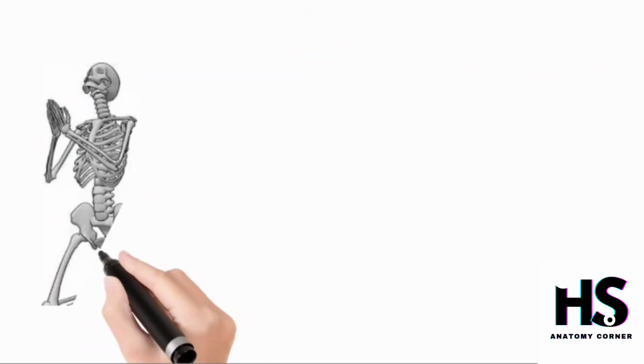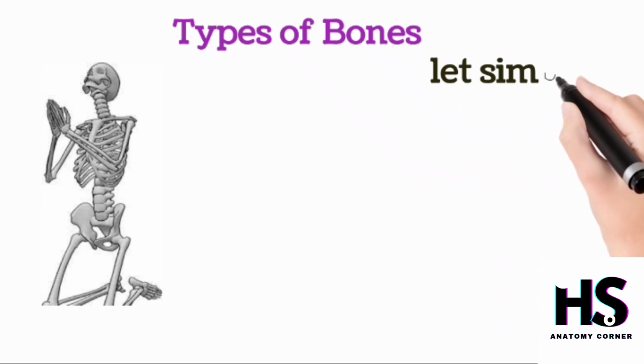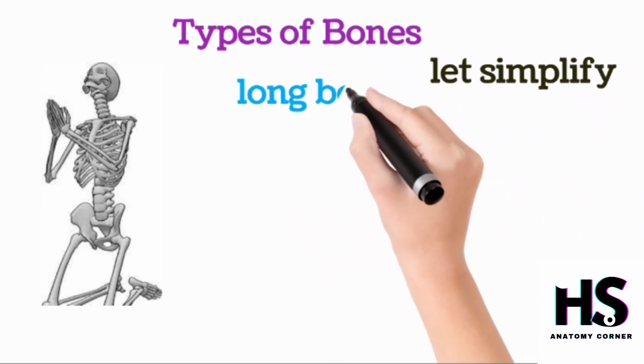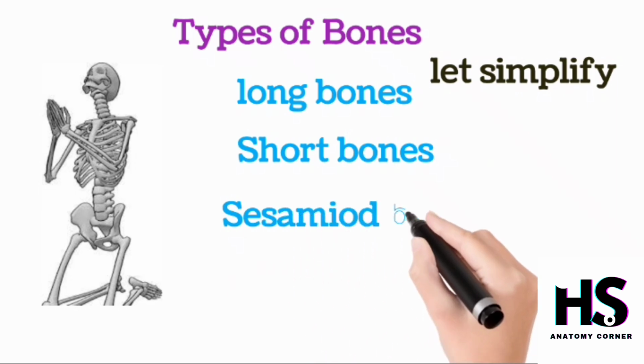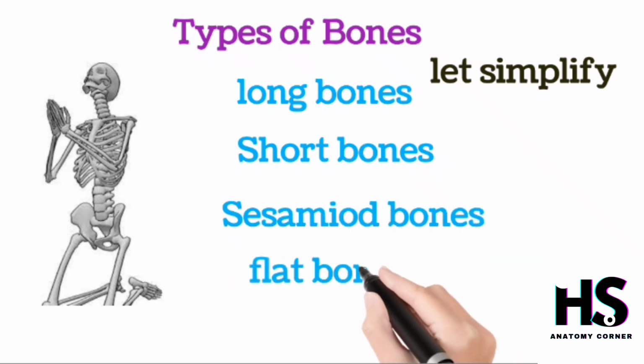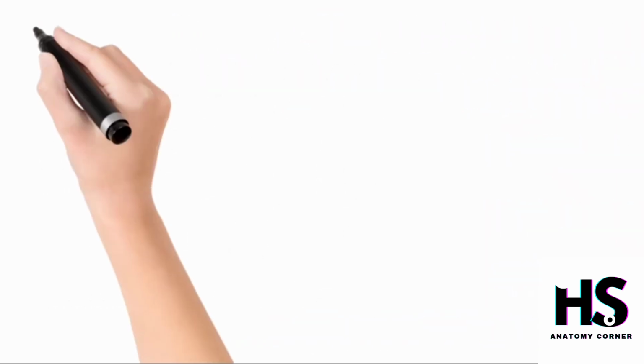Today we are going to discuss different types of bones in our body. Let's simplify. These bones are long bones, short bones, flat bones, sesamoid bones, and irregular bones.